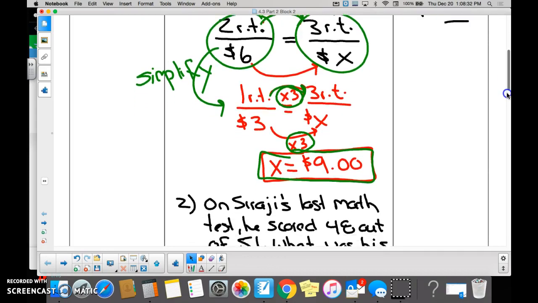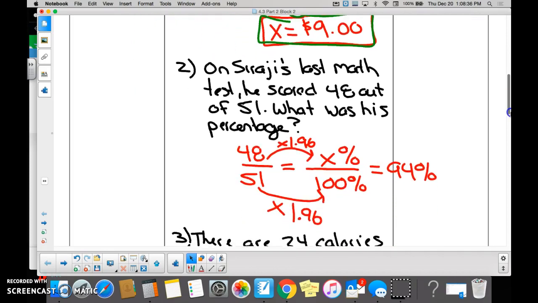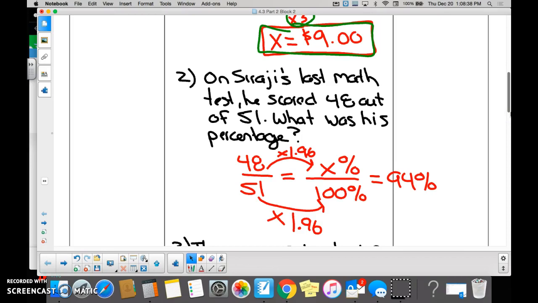because you're going to get down to problems like Siraji's here. Siraji got 48 out of 51 on a test. We want to know what its percentage is. How many numbers do you need to solve a proportion? 3. I gave you, he scored a 48, and there were 51 possible. Did I give you 3 numbers? No. Is there a hidden number up there? Yes. What's the hidden number, everybody? 100%. 100%, because you know that every test is worth 100%, right?